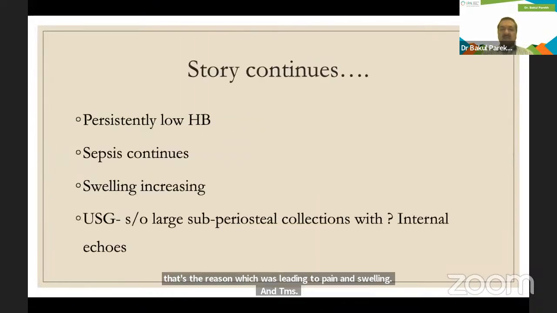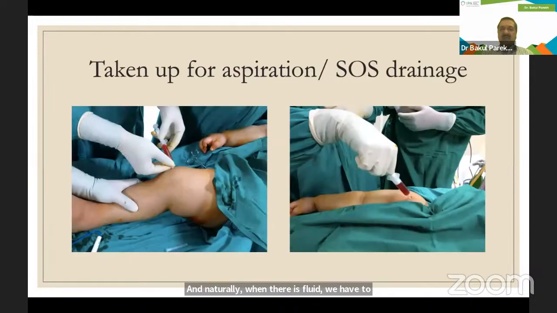So the story continued. There was low hemoglobin when we investigated and did CBC. Sepsis was already there and swelling was increasing rapidly. So we did sonography, which suggested a large subperiosteal collection with internal echoes. And naturally, when there is fluid, we always have to tap. So we took the child for aspiration, and that aspiration showed totally hemorrhagic fluid. Diagnosis: non-ambulatory child, malnourished child, hemoglobin falling, swelling increasing rapidly.